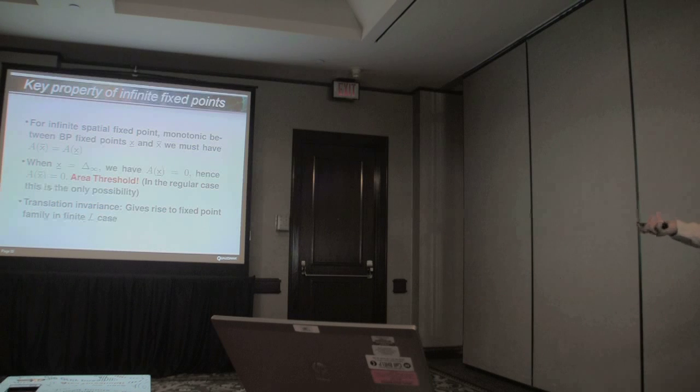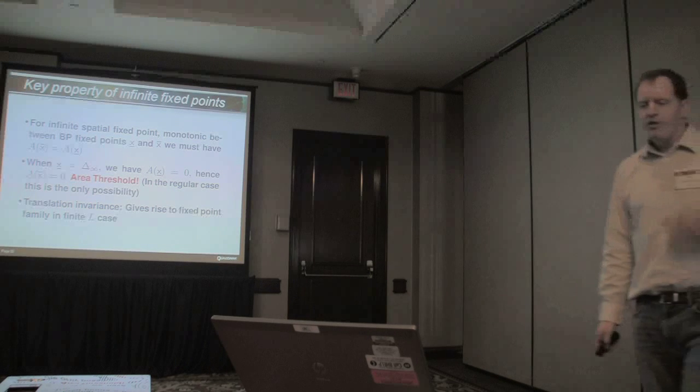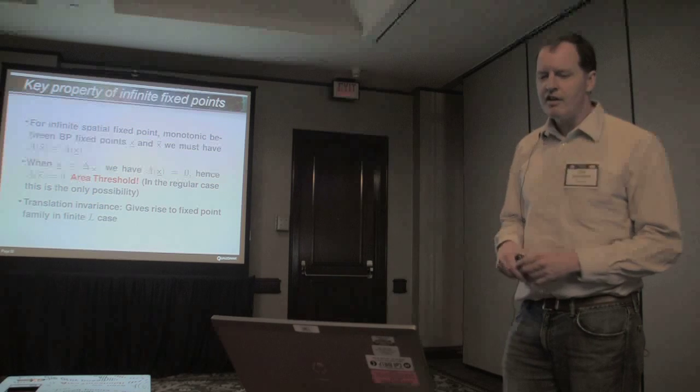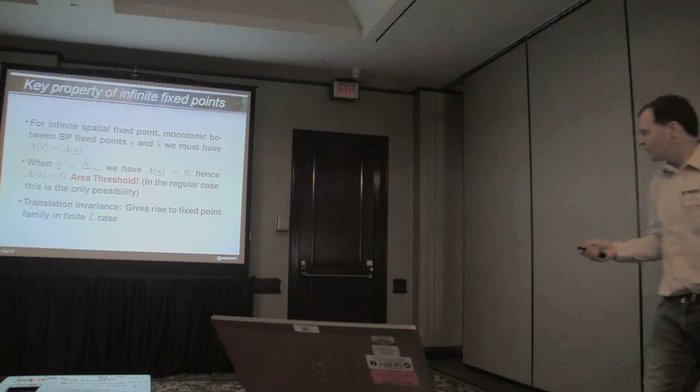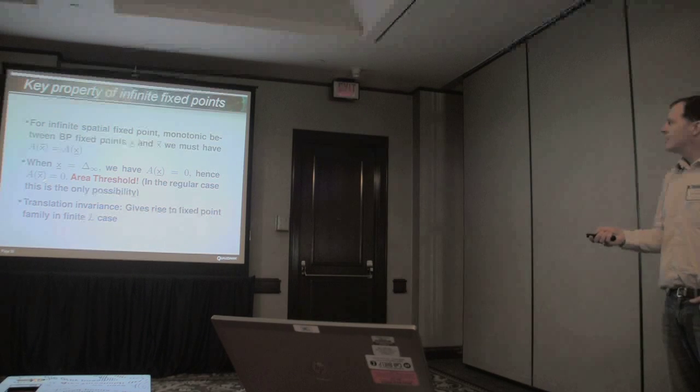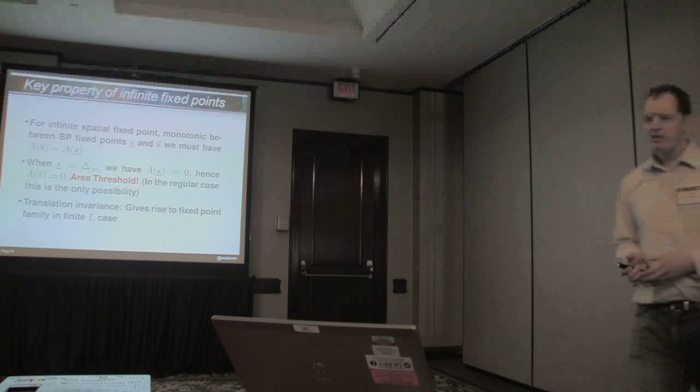In particular, for the regular LDPC case, what we show is that when one limit is essentially perfect decoding, the other limit has to satisfy this condition A(x) equals 0, which is the area threshold. So corresponding to this balance of the two colors, in the general case, the channel has to be at the value at which we get the area threshold in order for this fixed point to exist.